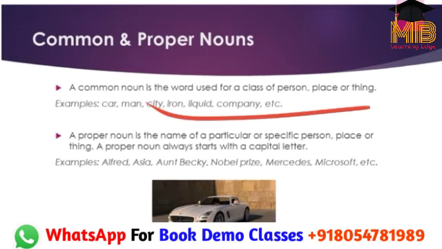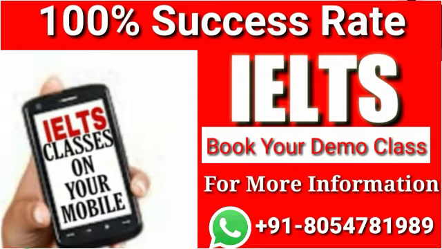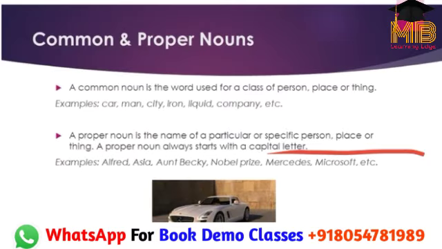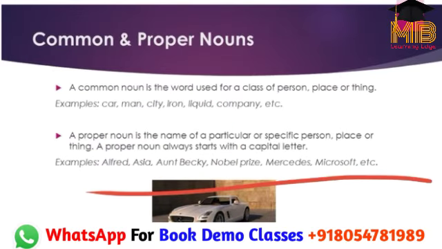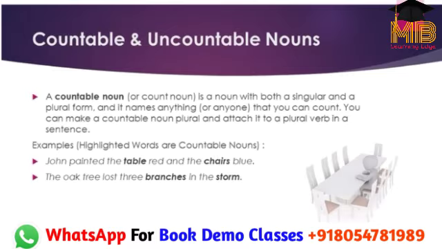For example, liquid. When I say liquid, it's a common noun. But when I say probably something like Mogu Mogu juice, I don't know if you guys have had it or not, then it becomes a proper noun because then I'm specifying what liquid it is and I'm telling you the name also, right? So a proper noun is the name of a particular or specific person, place or thing. Right? It always starts with a capital letter. Like you have Alfred, Asia. Continent is a common noun because continent साथ हैं. But Asia is a proper noun because then it becomes only one thing. And Becky, Nobel Prize, Mercedes, Microsoft, the example that I had given.